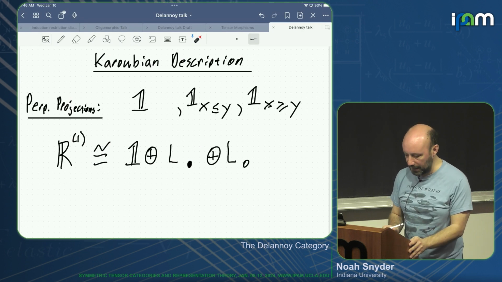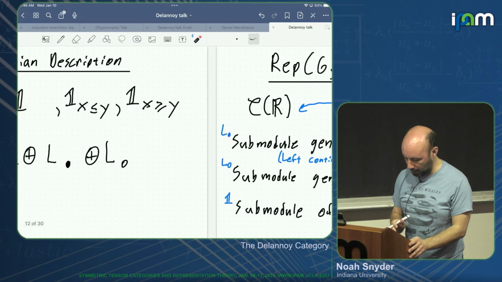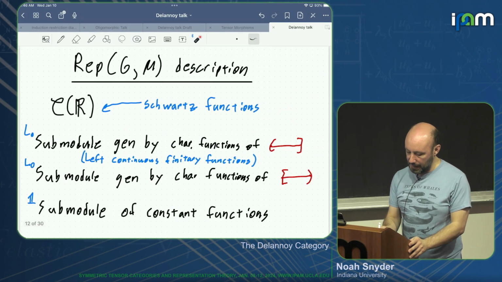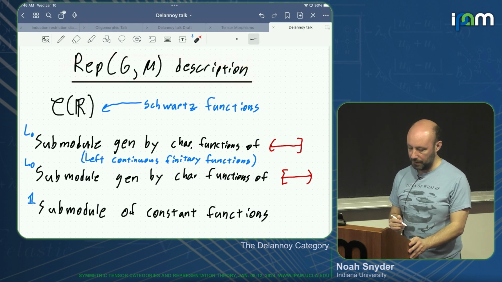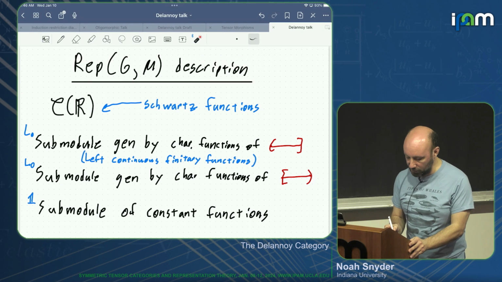Okay, so this is extremely concrete. You could just sit down and check all of this at home. Now, the more elaborate thing here is this description in terms of rep G mu as modules for this algebra AG.